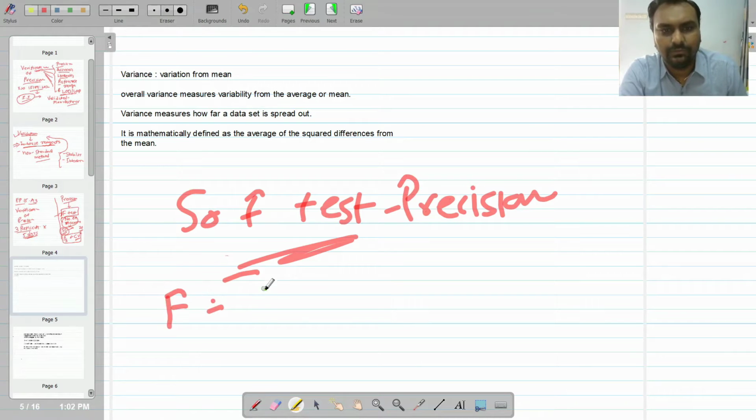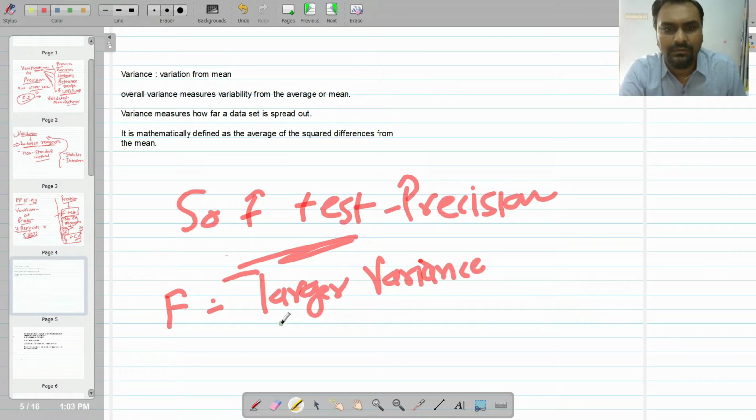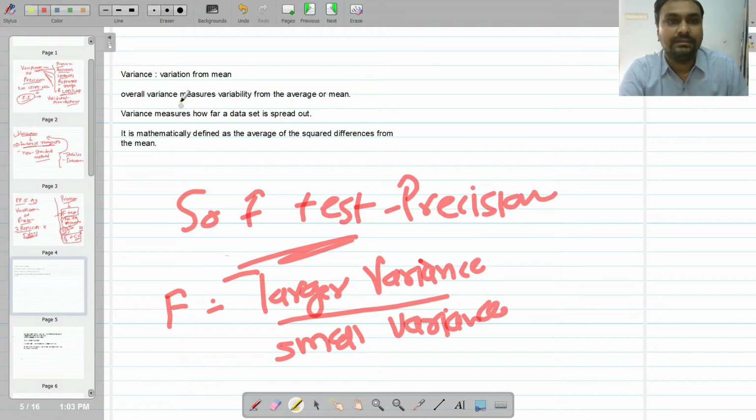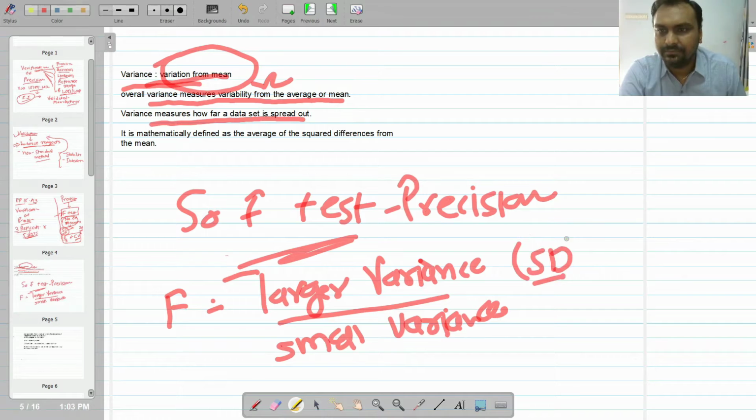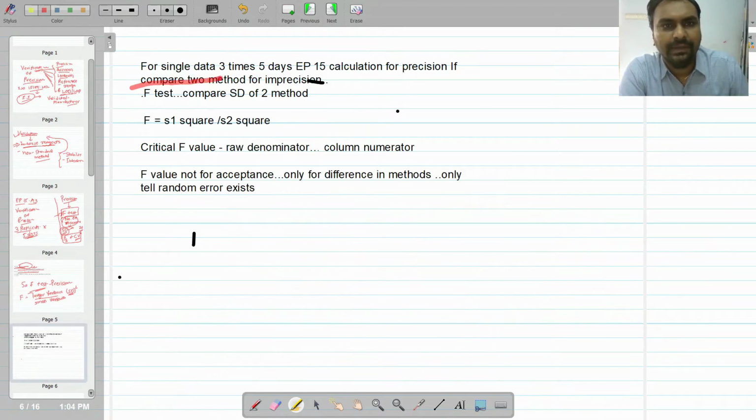F test is equal to the larger variance divided by the smaller variance. Now, what is this variance? This variance is the variation from the mean. Variance measures the variability from the average or mean. It measures how far a data set is spread out. It is nothing but SD square, standard deviation square. So the F test will compare the SD of the two methods.